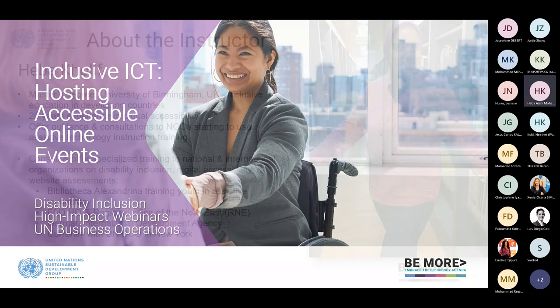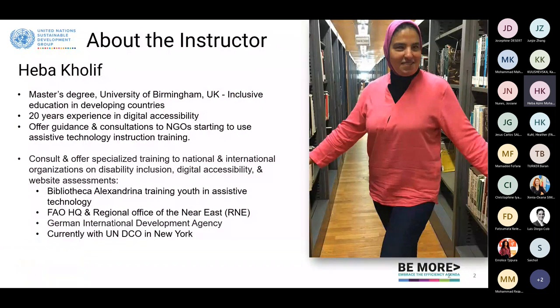So please let me give you a little introduction about myself. My name is Heba Khalif. I'm based in Alexandria, Egypt. I have a visual impairment myself, and I'm a screen reader user. I have a master's degree from the University of Birmingham in inclusive education. I worked in a number of national and international organizations, helping them to build up their assistive technology training labs and services. I have 20 years experience in the field of disability inclusion, web accessibility, and digital accessibility. I worked with the Bibliotheca Alexandrina in Egypt, the German International Development Agency, or the GIZ, and also worked with the FAO HQ and FAORNE to assess their digital tools and services.